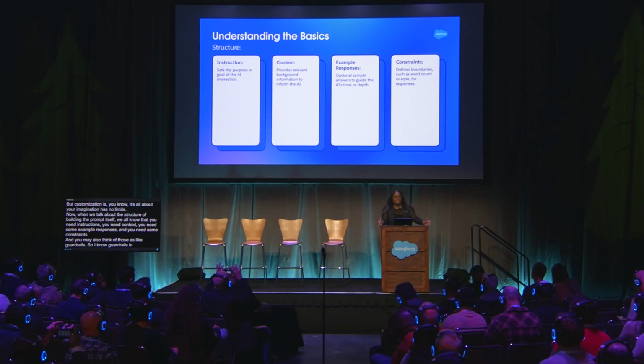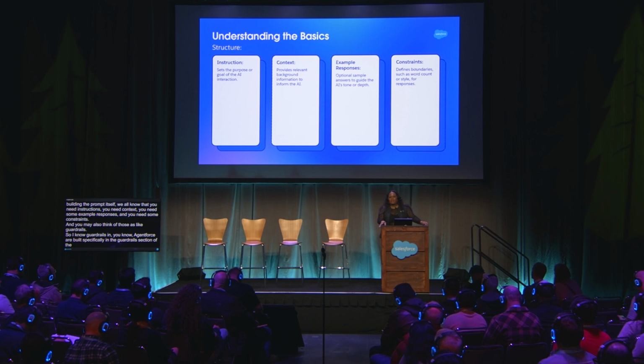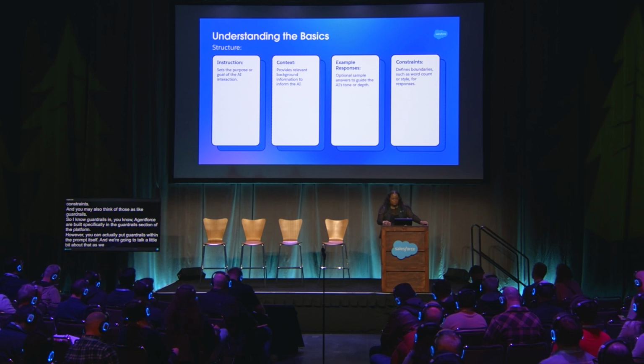Now, when we talk about the structure of building the prompt itself, you need instructions, you need context, you need some example responses, and you need some constraints. You may also think of those as guardrails. I know guardrails in Agentforce are built specifically in the guardrails section of the platform. However, you can actually put guardrails within the prompt itself, and we're going to talk a little about that as we go along.